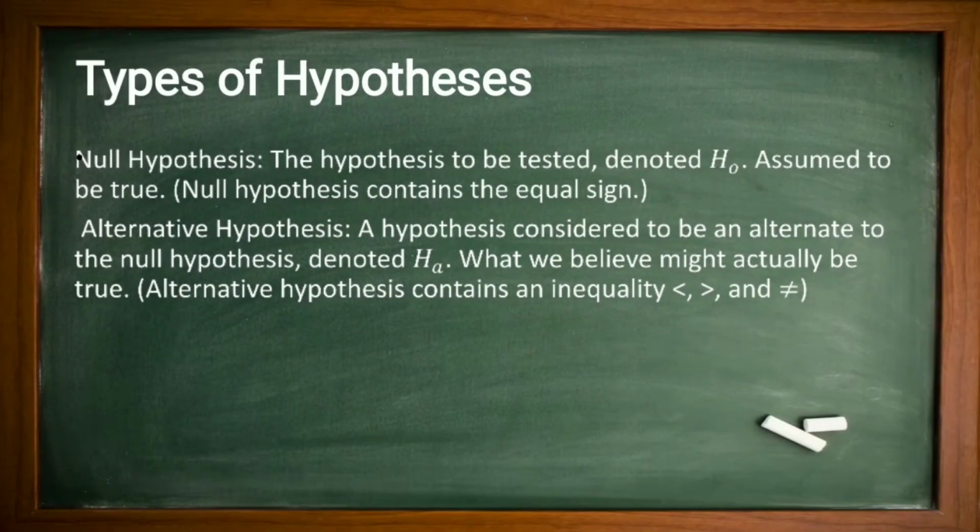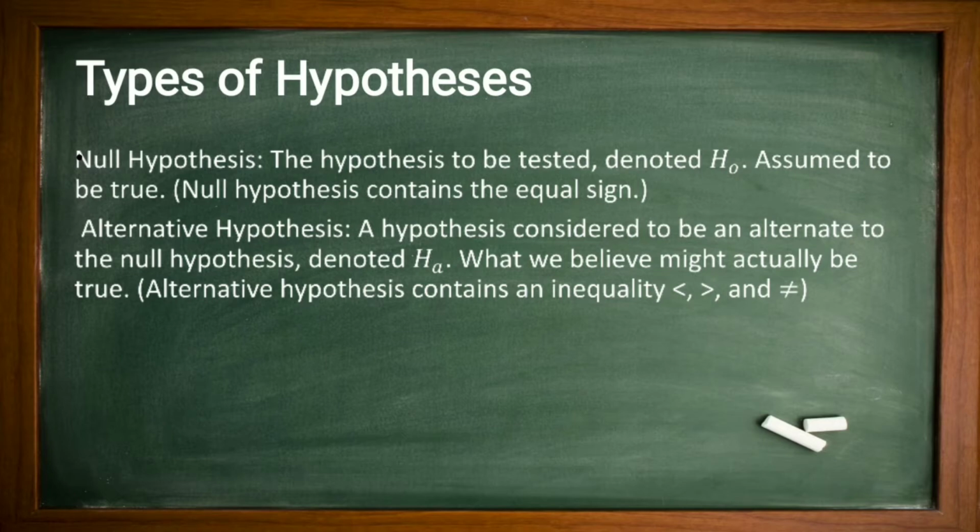Okay, so we have types of hypothesis. The first one is the null hypothesis. The hypothesis to be tested, denoted by capital letter H and a small 0. It is assumed to be true. Then we have the alternative hypothesis, a hypothesis considered to be an alternate to the null hypothesis. It is denoted by capital letter H and a small letter a. It is what we believe might actually be true.